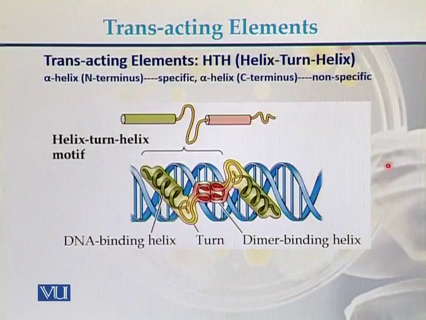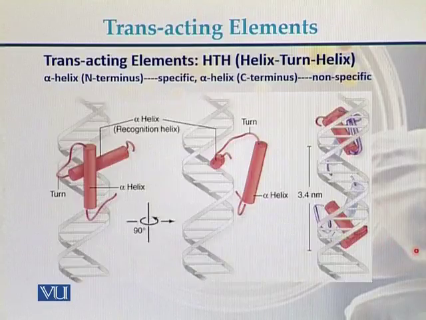This is the diagram of a trans-acting element, which is helix turn helix. Here we can see one helix and another helix. The DNA binding helix is here, which binds with the DNA. Then there is a turn. Then the dimer binding helix is here. So this is one of the trans-acting elements. Here we can also see it from another view, where the helix turn helix is bound with the DNA structure.